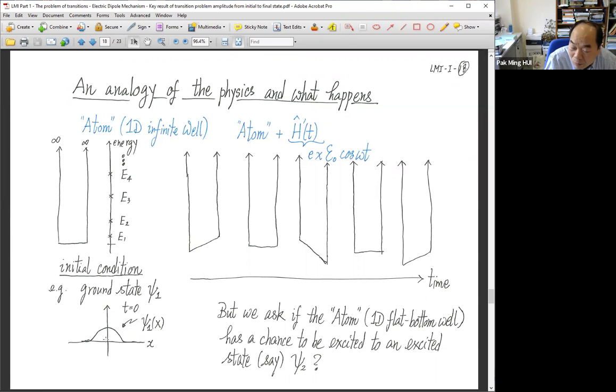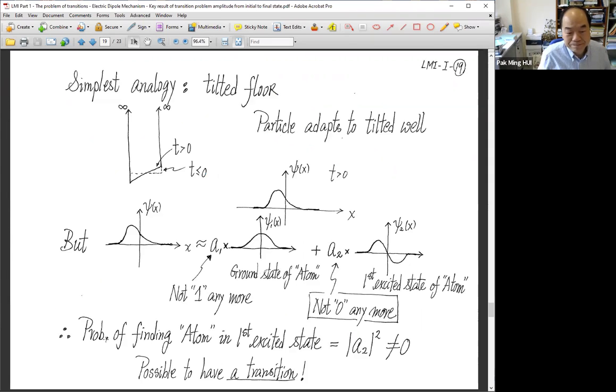Then let's see whether it is possible. So here, it is important concept number 2. It is possible and rather easy to understand. Now, for example, if you think about an instant t greater than 0, the well is tilted to this point, okay? And maybe at this point, we turn the perturbation off, and stay there, okay?